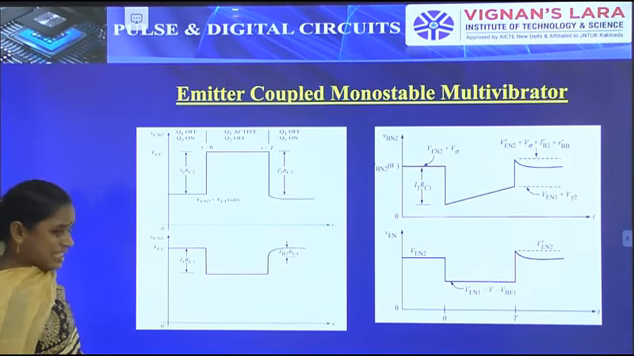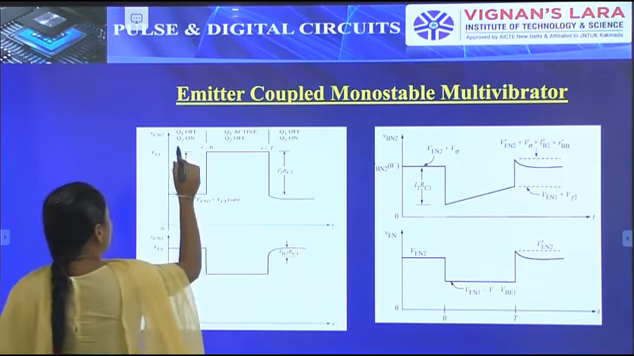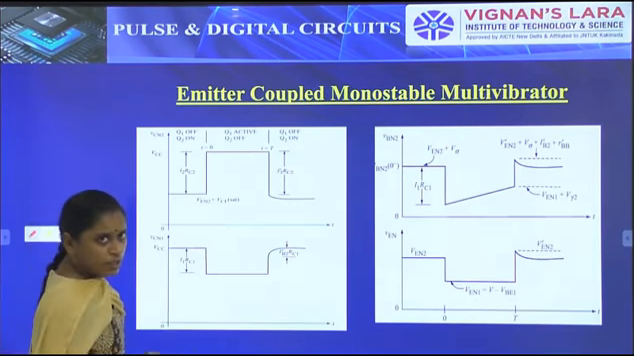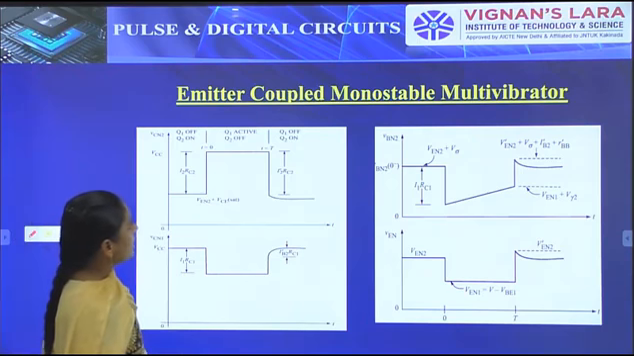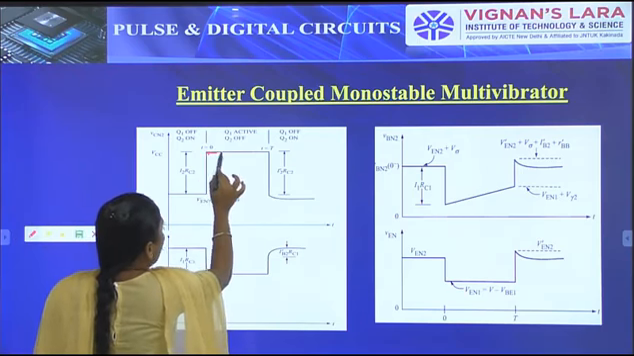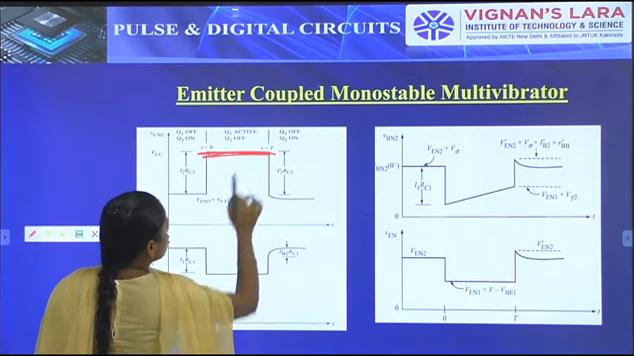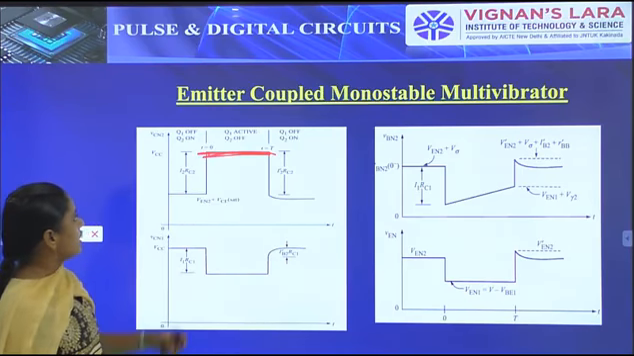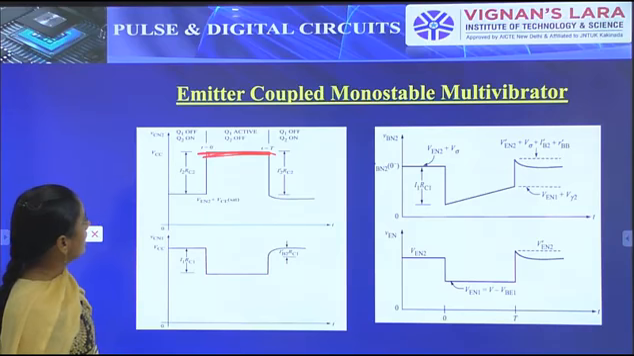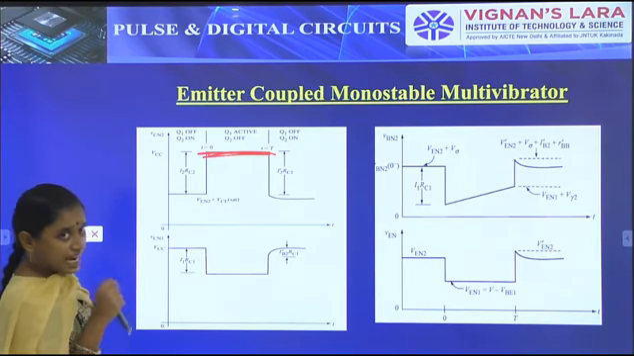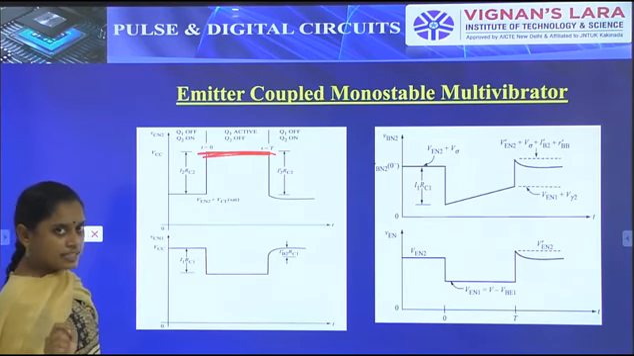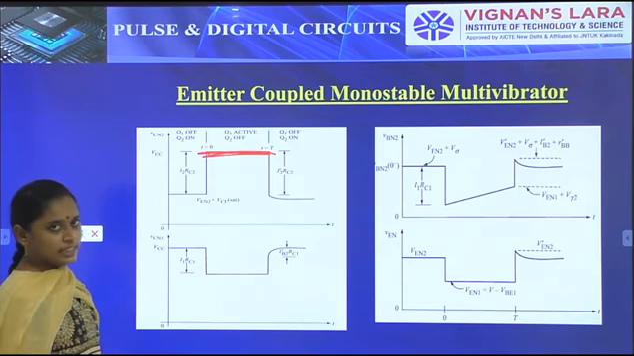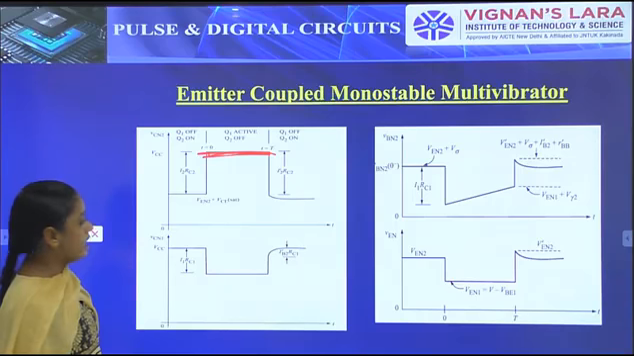So first one, the input signal. In the initial condition, we assume that transistor Q1 is in off condition and Q2 will be in on condition. And at the next time Q1 goes to the active region. When it goes to the active region, the voltage will be, here we have to represent with VCC, and this voltage is at the second transistor collector terminal. So this waveform will be observed at the second transistor collector terminal.